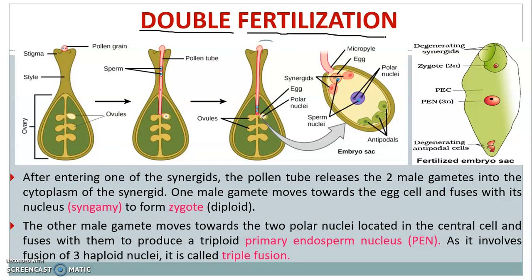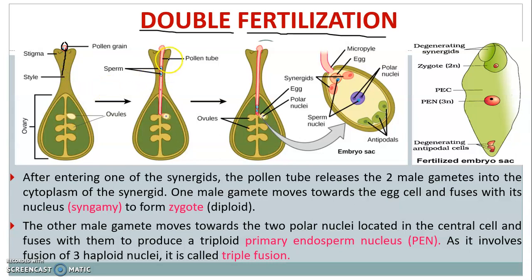So in the flowering plant, the male gamete fuses with the female gamete as well as with a different type of cell inside the female reproductive structure. Let me explain what exactly double fertilization means. When the pollen grain attaches at the stigma, here you can see this is the pollen grain and it is attached at the surface of the stigma. Now this pollen grain enters the style.